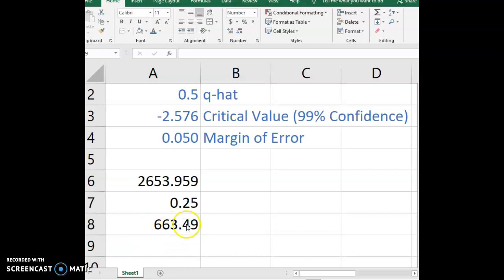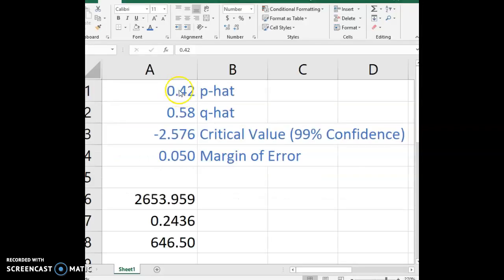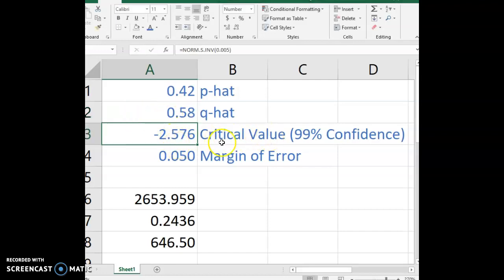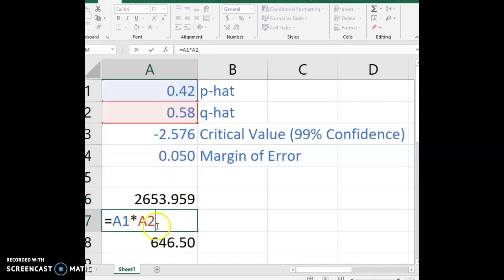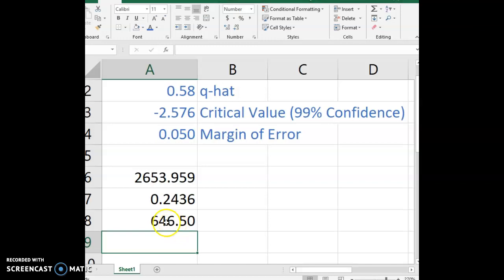663 is not enough, and we can't have a part of a person in our sample, so we would round up to 664. For part B, it's asking what the minimum sample size would be if we had a prior study that gave us an estimate here for p hat. So we'll use the estimate for p hat. 1 minus that value is q hat. Our critical value is going to stay the same for 99% confidence, same margin of error. Take the critical value, divide by the margin of error, and square it. Our p hat times q hat will get a new value there. And so multiplying those two results gives us our new necessary sample size, which again we round up to 647.